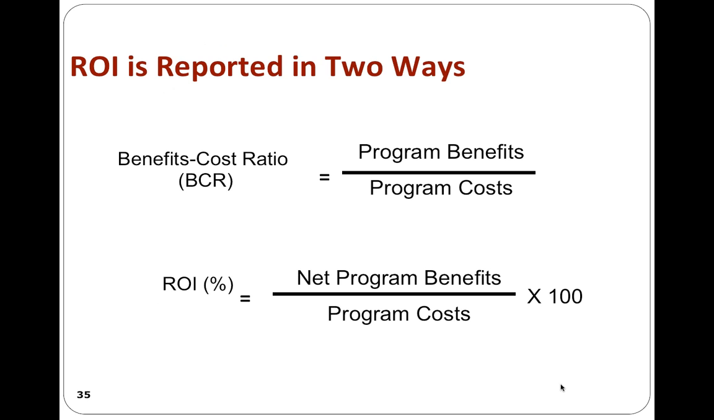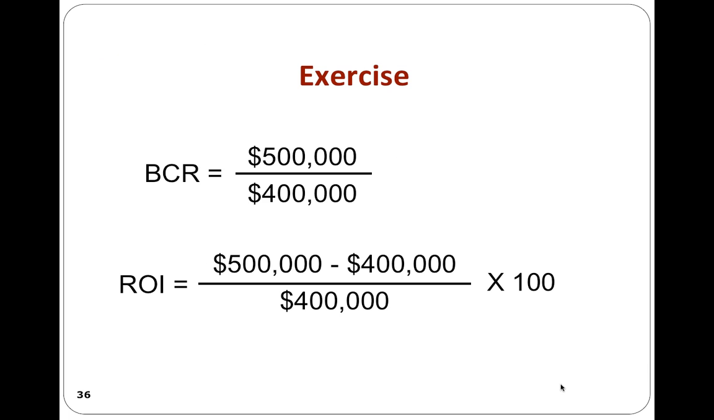Let's go to the next slide. It shows the ROI calculation. And it's benefit cost ratio and ROI as a percent are our two most common ones. And so let's look at an example. If we look at the next slide, we've got if we had a cost of a program to be $400,000 and the benefits of $500,000. That gives a benefit cost ratio of, excuse me, not 3, but 1.25. 500,000 divided by 400,000 is 1.25.